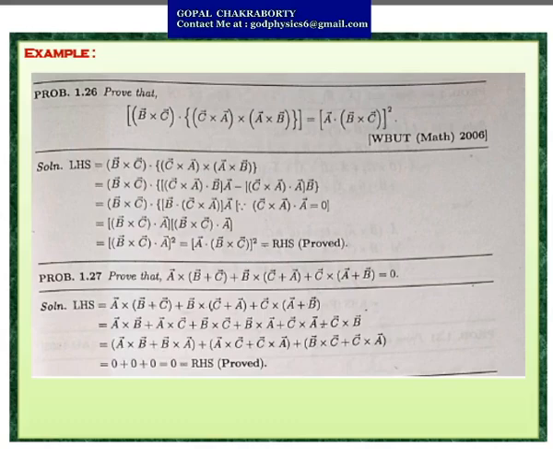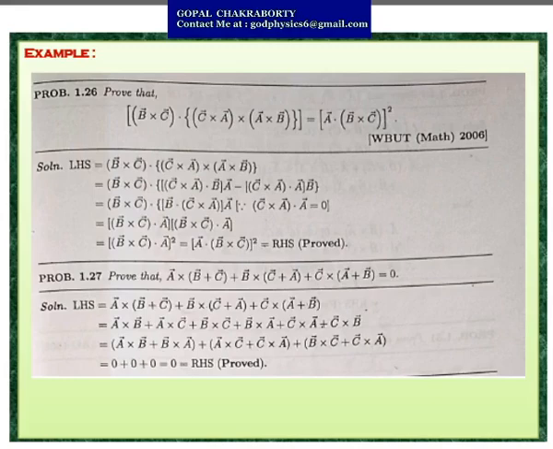So first we will apply the formula in the left hand side. B cross C will remain the same, and then you will get (C cross A dot B) whole into A minus (C cross A dot A) whole into B. Now, C cross A dot A is equal to 0, because you can put the formula A dot B cross C; that means B dot C cross A or C dot A cross B. That will give you here A cross A, and A cross A will always be 0. That's why C cross A dot A is equal to 0.